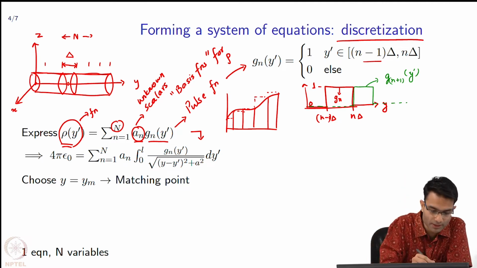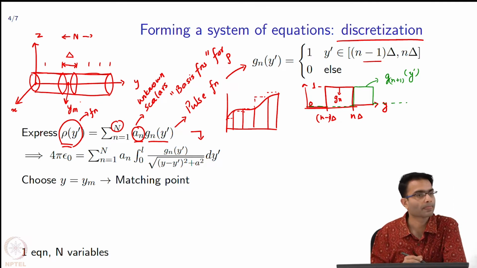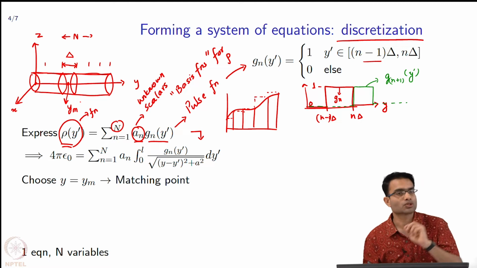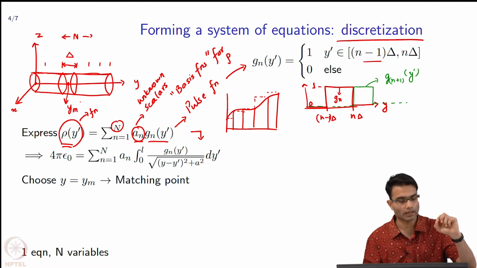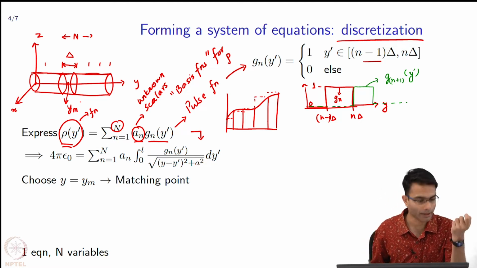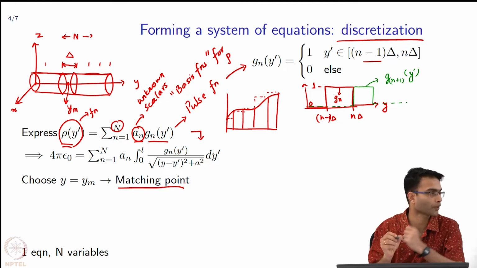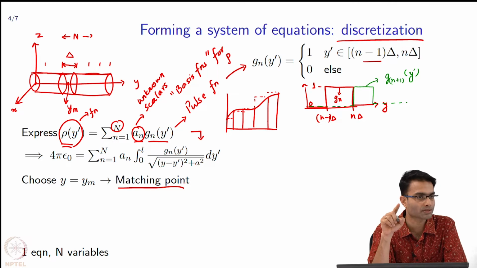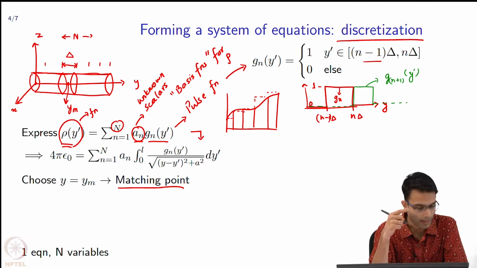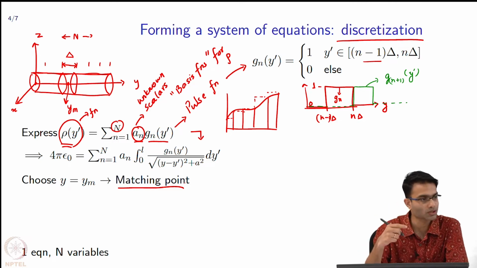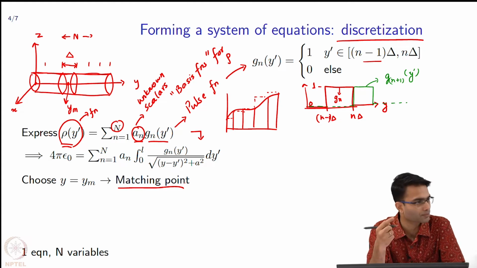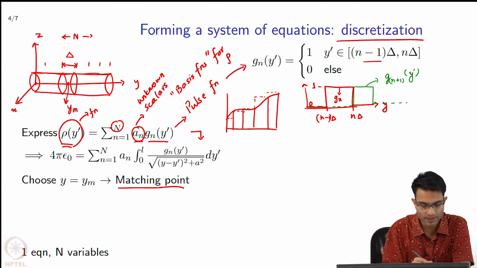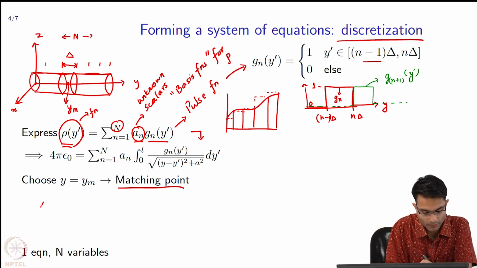So, for example, let us call this the mth segment and let us call this y m. This choice of the place where I evaluate the function, I also call a matching point. Previously, the y primes we called source points, because that is where the source charges were, and the corresponding place where I choose along the axis I call matching points. So, with this in place, what will happen is 4 pi epsilon naught.